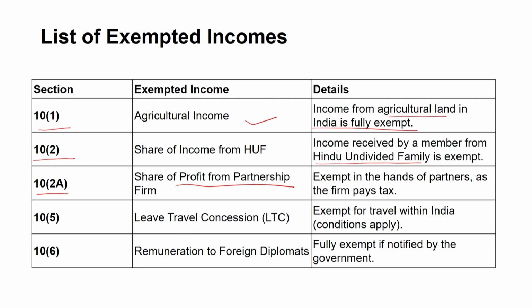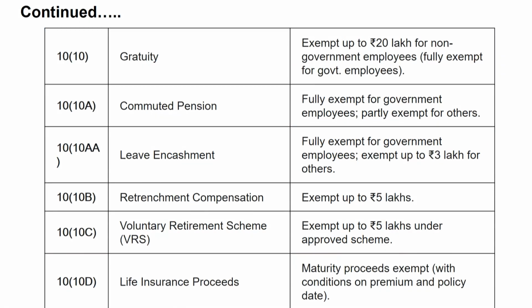Then section 10 subsection 2A, share of profit from a partnership firm. This is also exempted in the hands of partners, as the firm already pays taxes on its profits and gains. Section 10 subsection 5, leave travel concession, LTC. It is also exempted if you travel within India, though certain conditions may apply. Section 10 subsection 6, remuneration for foreign diplomats. This is also fully exempt if they are notified by the government of India. Then comes section 10 subsection 10, gratuity.